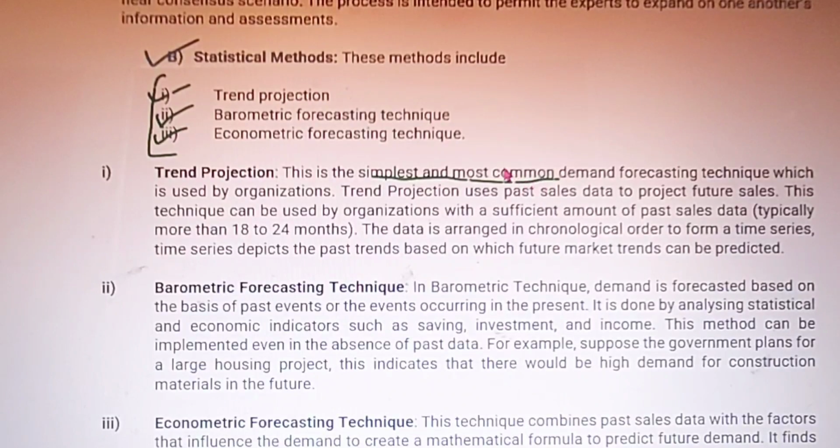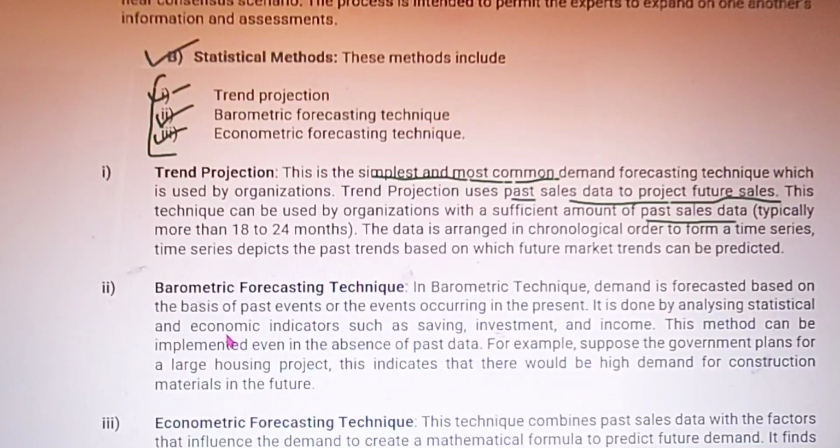Now trend projection is one of the simplest and most common methods used for forecasting. Here, a trend is analyzed. Trend projection uses past sales data to project the future sales. This technique can be used by an organization with a sufficient amount of past sales data. If sufficient data is not there, it is hard to find the trend projection of the product.